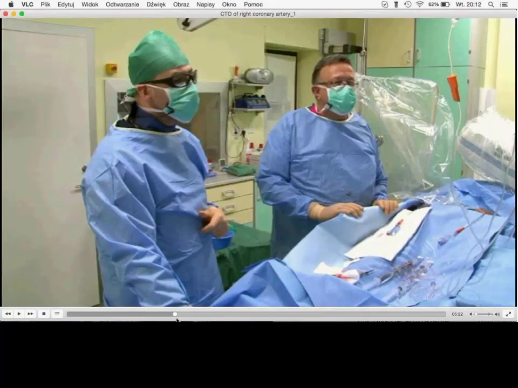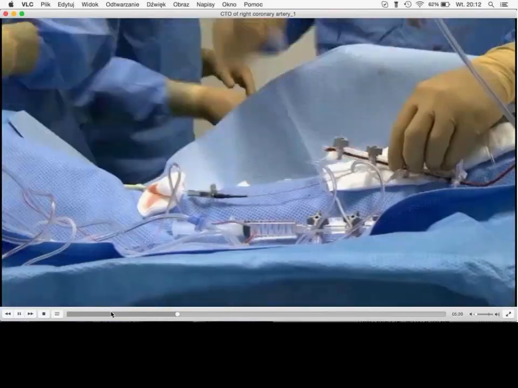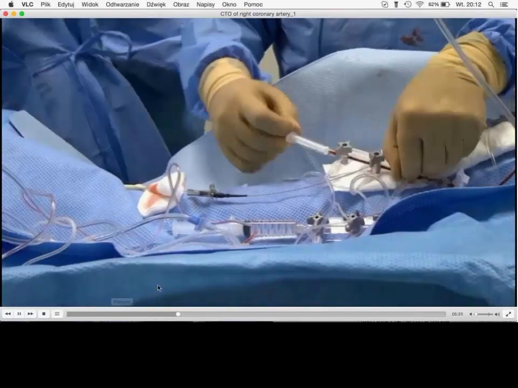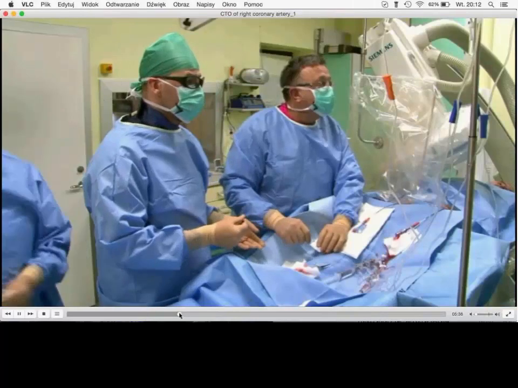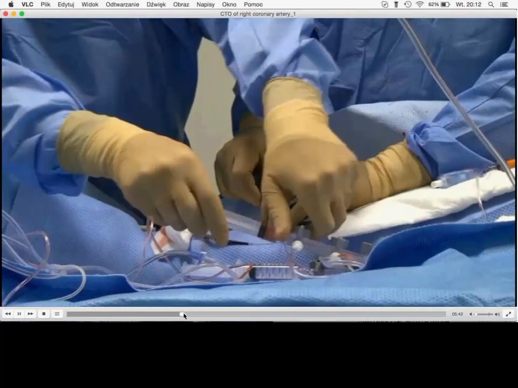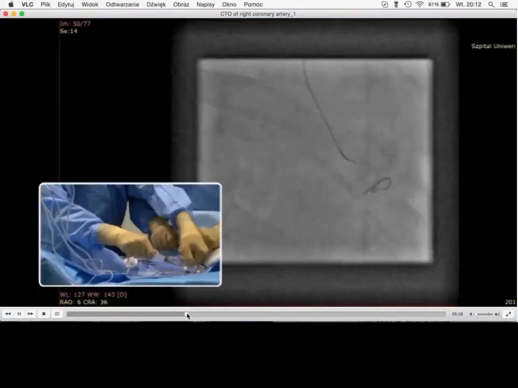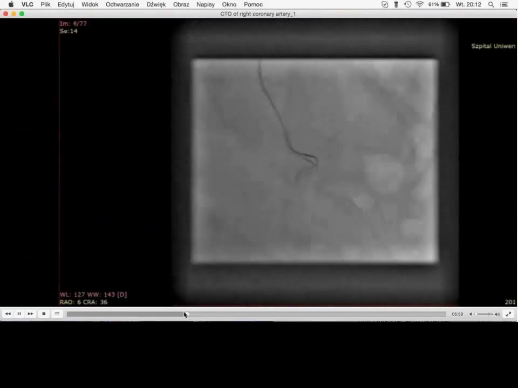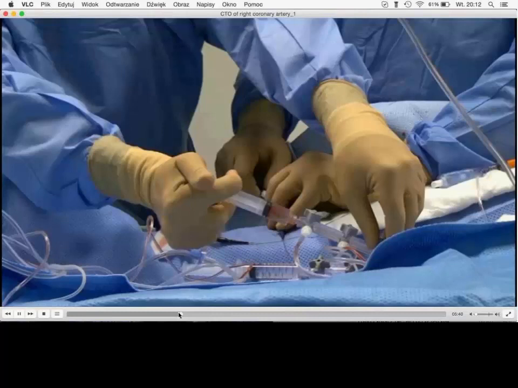Yeah, that's right. So in such a case, we decided to switch to retrograde. So this is a moment. This is also very important to check the ACT all the time during the procedure. And this is a preparation for the retro.